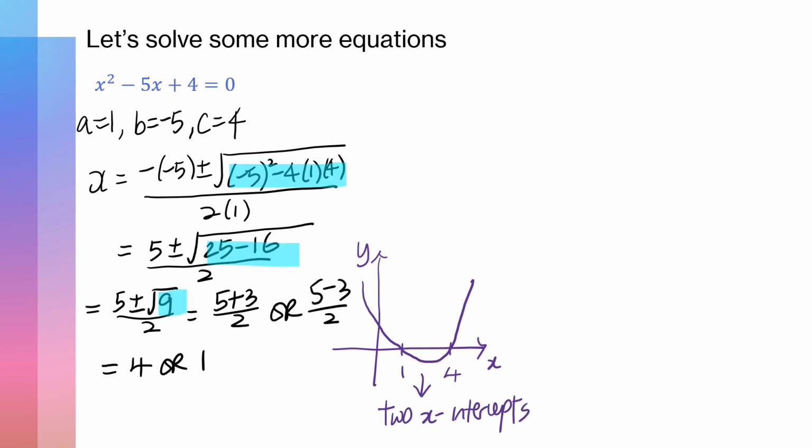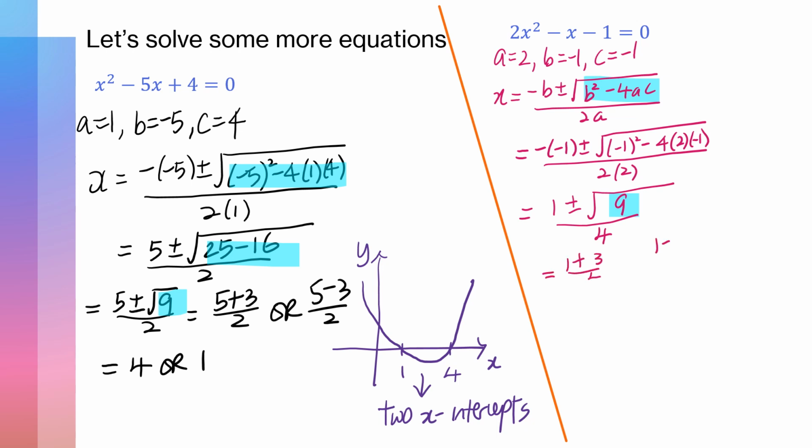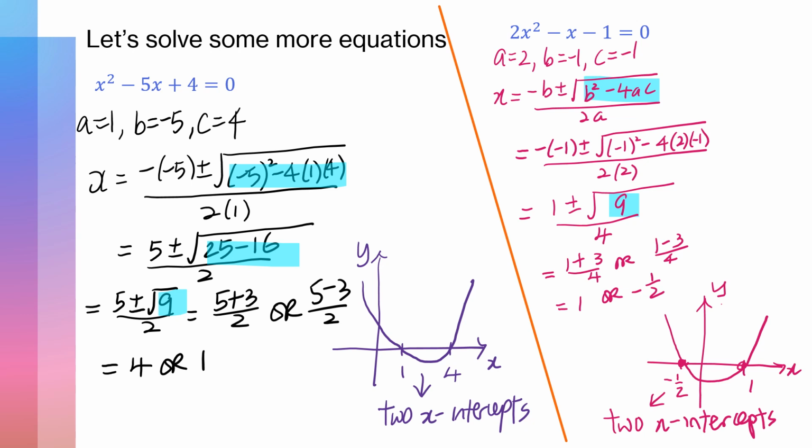And if you look at the one that I've highlighted for you, what did you observe? Yes, you observe that the value of b squared minus 4ac is a positive value. 9 is a positive value. Let's look at another equation. You will also end up getting two solutions: x equals 1 or x equals negative half. If you sketch it, you have two x-intercepts. So what is the conclusion we can make here?